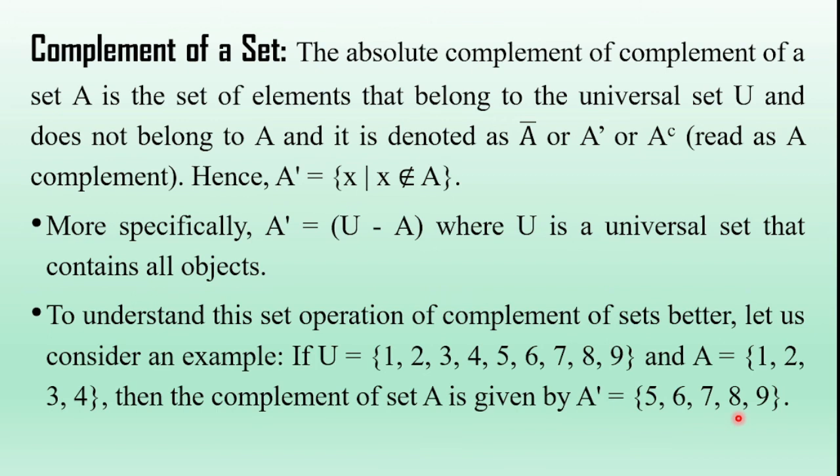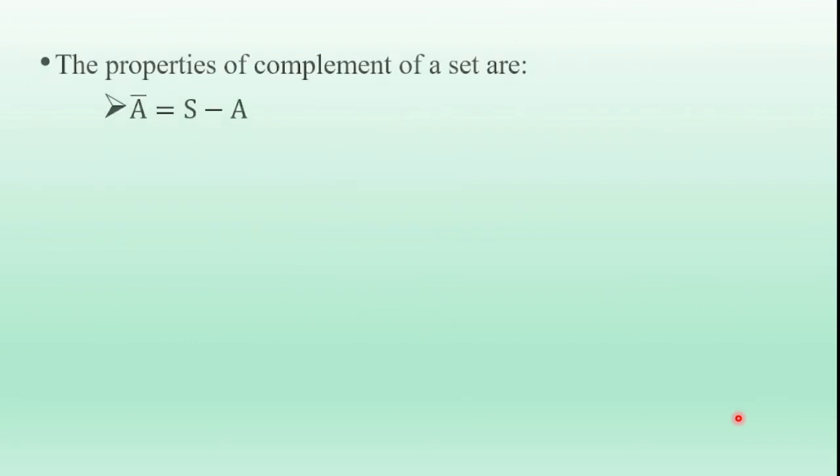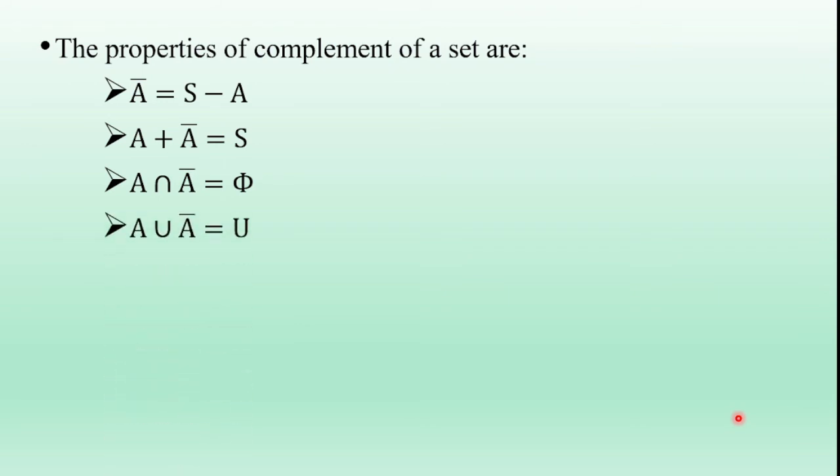Next, some important properties of the complement of a set. A bar is equal to S minus A. A bar plus A is equal to the sample space, that is the universal set. A intersection A bar is equal to the null set. A union A bar is equal to the universal set. The complement of the complement of A is the set A. The complement of the universal set is the null set. The complement of the null set is the universal set. So these are some important properties of the complement of a set.